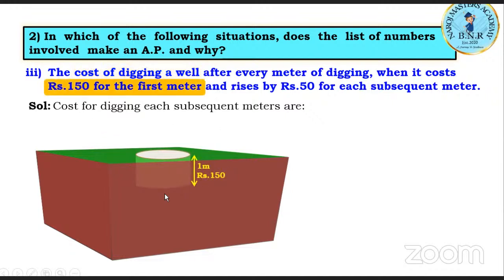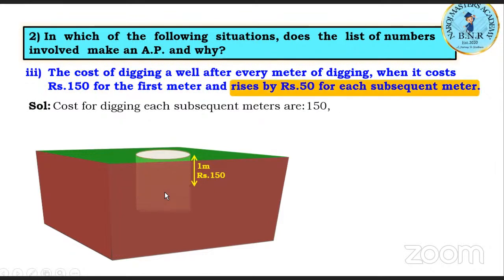So leave that. Now, if I want to dig for the second 1 meter, so total distance is 2 meters now. Is it right? Total distance is 2 meters. Then 150 plus for each additional 1 meter, what is the cost? Just 50 rupees. So total cost is 200.